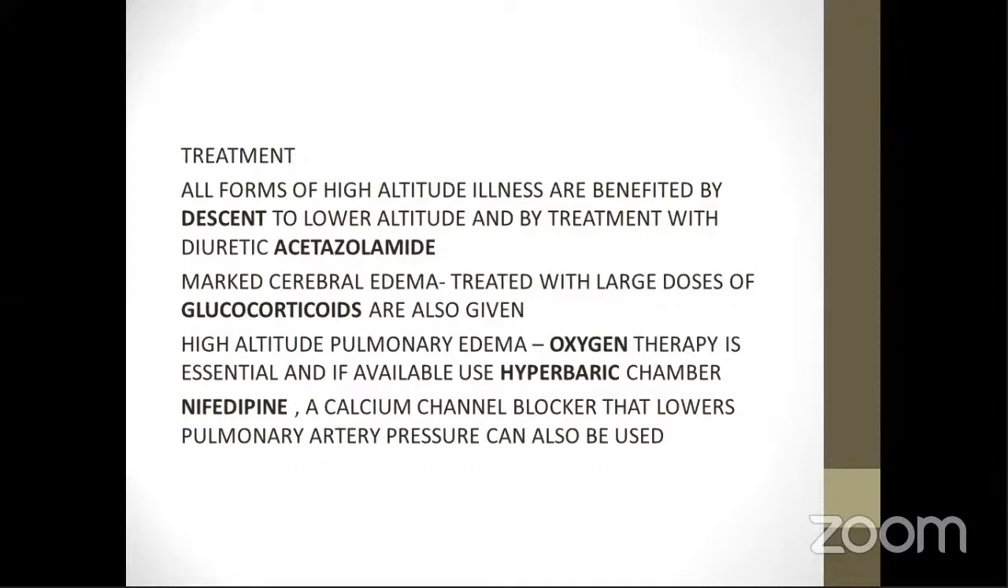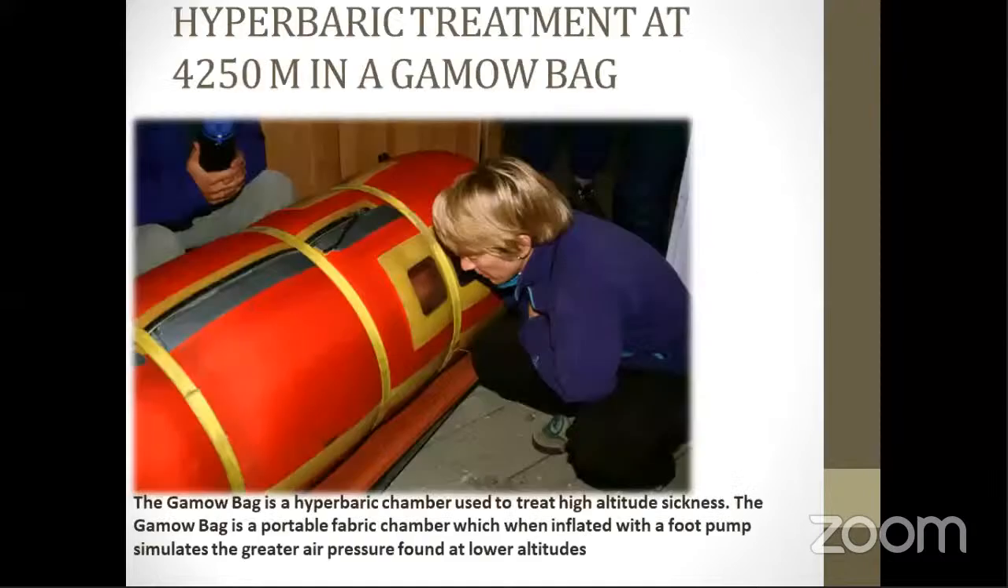chamber, because the person is exposed to low atmospheric pressure. So you have to give oxygen at high pressure, or the person should be exposed to a high pressure environment. And this high pressure environment can be provided through a hyperbaric chamber. A special type of bag called a gamma bag is used as a hyperbaric chamber to treat high altitude illness. You can see this gamma bag, which is a fabric chamber. It can be inflated with a foot pump, and that will cause increased air pressure inside the bag.